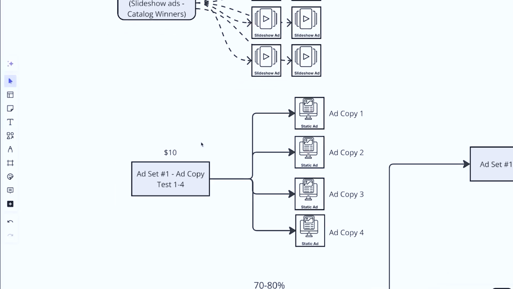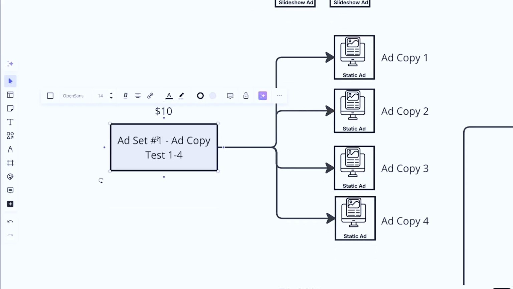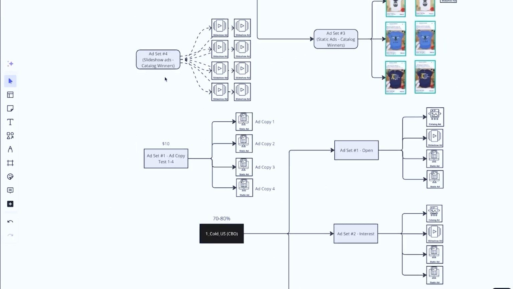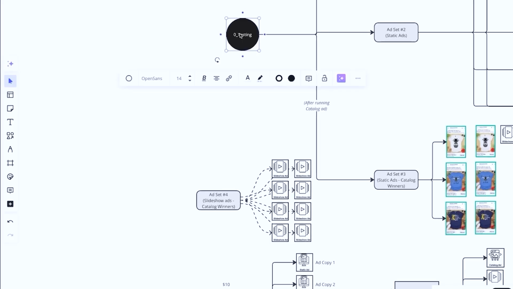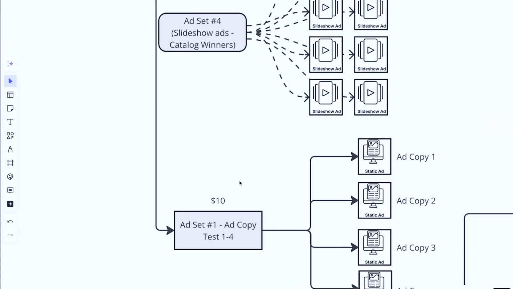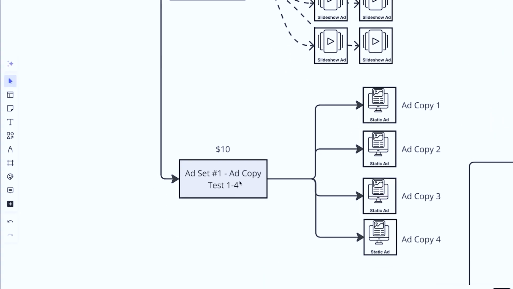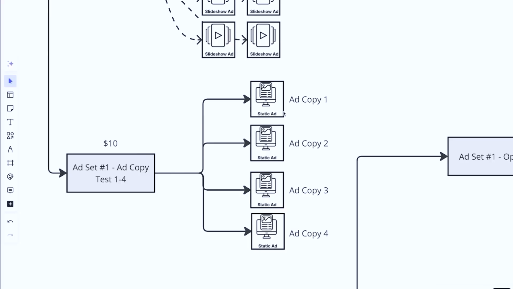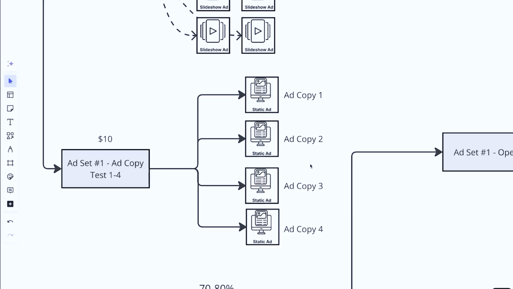If I want to test a new ad copy, I would make a new ad set within this testing campaign. Just pretend like this is in that campaign. I would set it for, I don't know, a $10 a day budget, and I would make 4 to 5 static ads in there. I would use the same exact ad creative on all of them because I want to isolate all the variables. So this would be the same ad, and then I would just swap out the ad copy on each. Then I would let it run for a day or two and see what the results are.